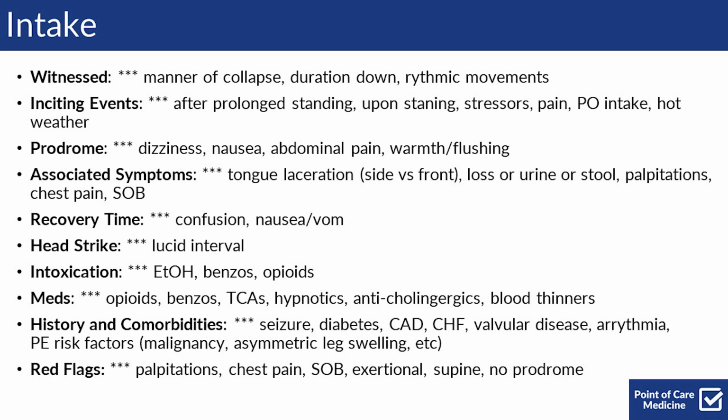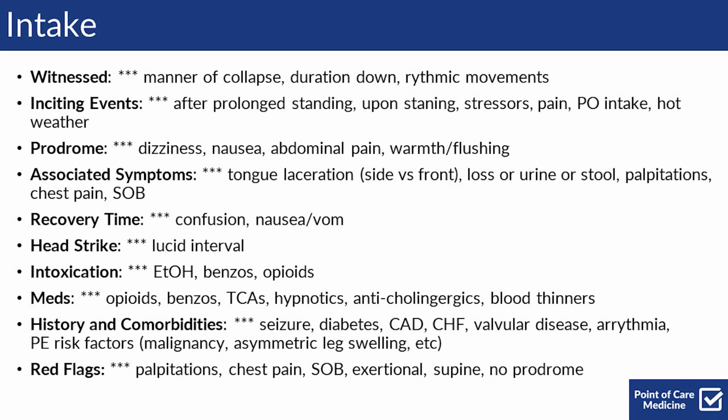For intoxication, ask them, were they drinking alcohol? Do they use benzos? Or are they prescribed any opioids or using any narcotics? Other medications you can ask about, besides prescribed opioids and benzos, include tricyclic antidepressants, hypnotics, anticholinergics, and any blood thinners. Things to look for in the chart, but also ask them in case it isn't there, are whether they've ever had a seizure, if they have diabetes, coronary artery disease, congestive heart failure, any known valvular disease, prior arrhythmias, and any PE risk factors, notably malignancies, asymmetric leg swelling, things like that.